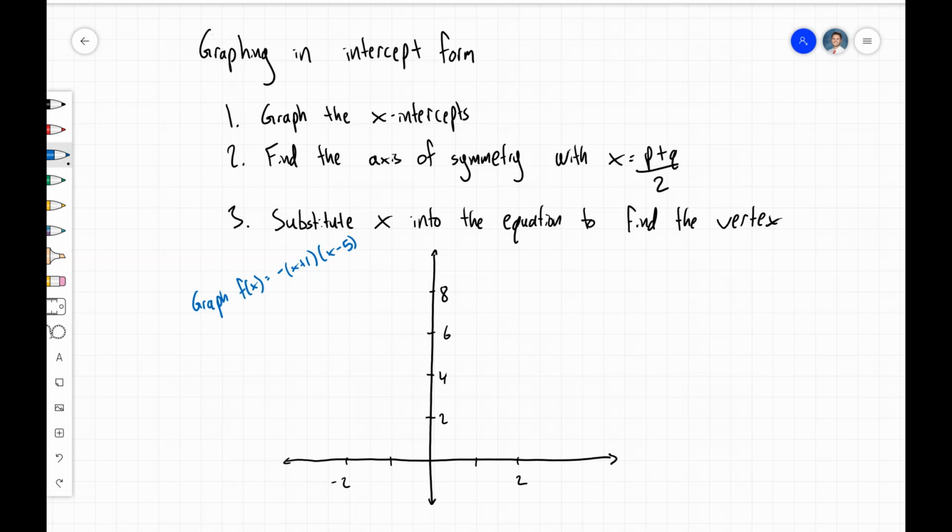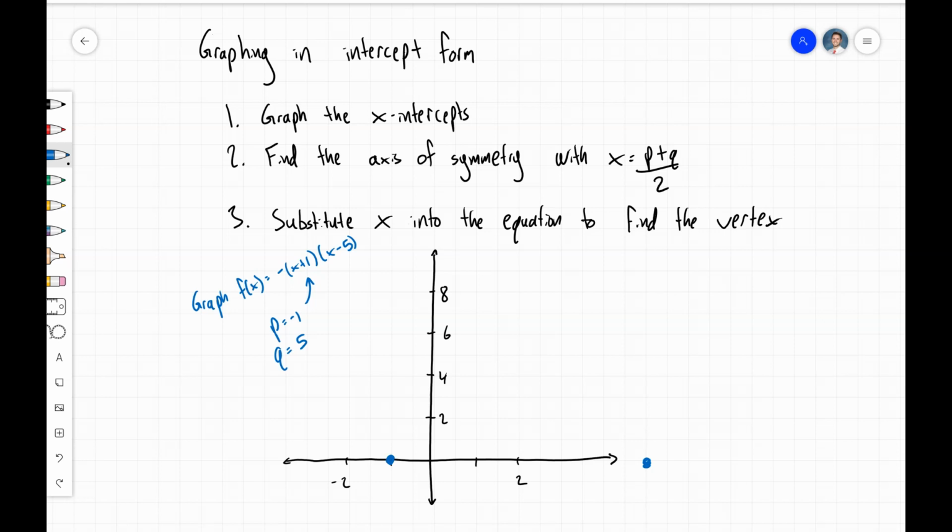Again, if it is written in the form x minus p, x minus q, then since this is plus 1, p is going to be negative 1, and q would be 5. So that means we're going to have x-intercepts at (negative 1, 0) and at (5, 0). I didn't quite give myself enough room there, but that would be 5.